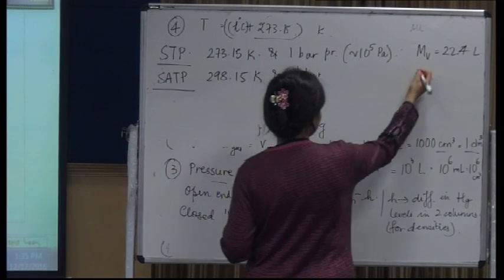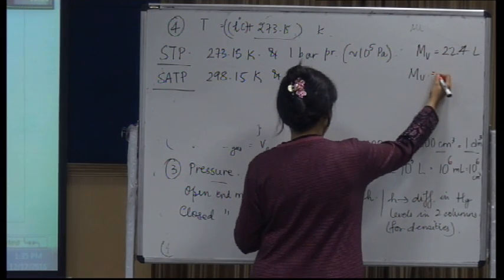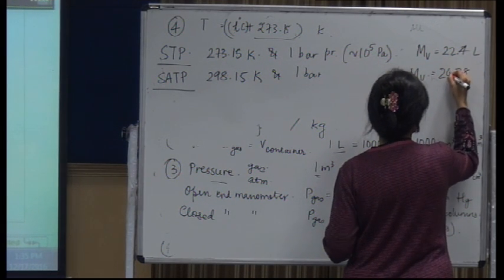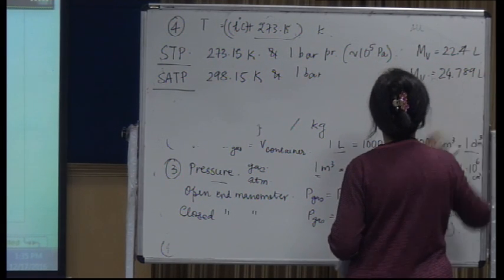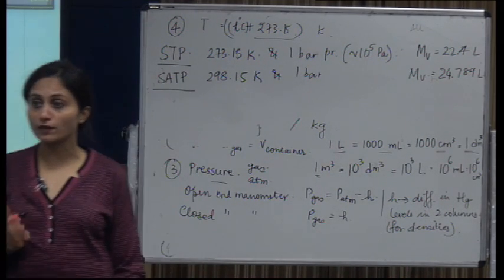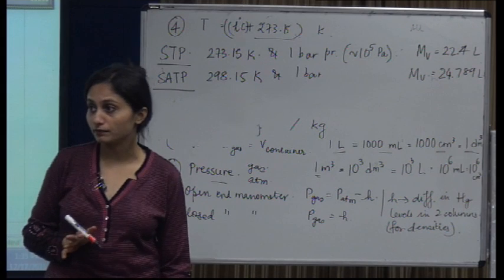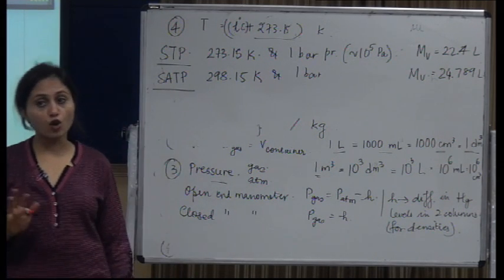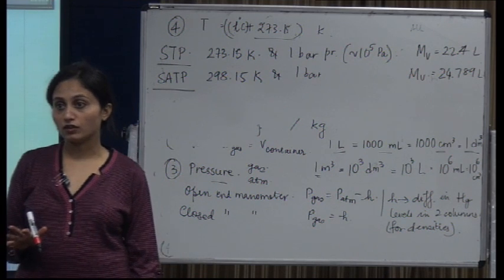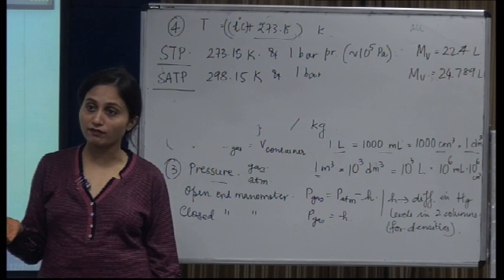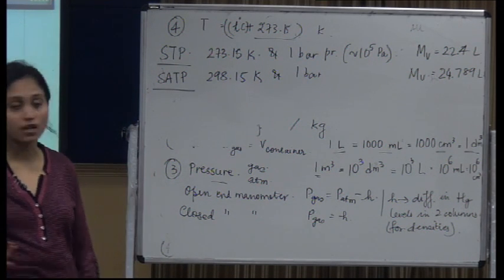pressure, and then your molar volume is equal to 24.789. Molar volume at SATP conditions is equal to 24.789. That's normally the room temperature and pressure. Your normal atmospheric pressure in the present case will also be taken as 25 degrees Celsius and the pressure will be taken as 1 bar.